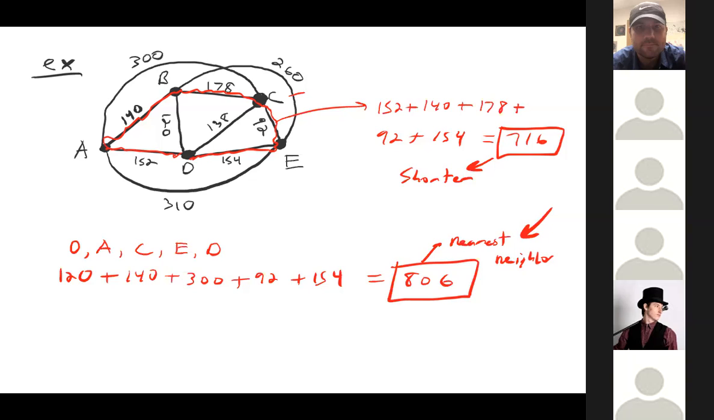Okay. All right. So let's try another one. Have you guys try another one? I will draw it for you here.